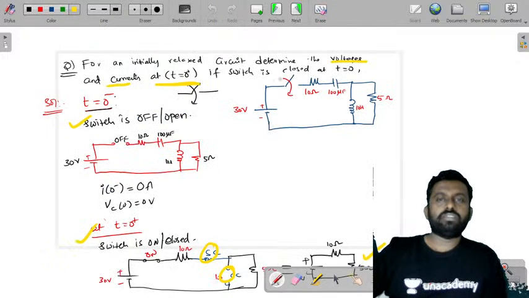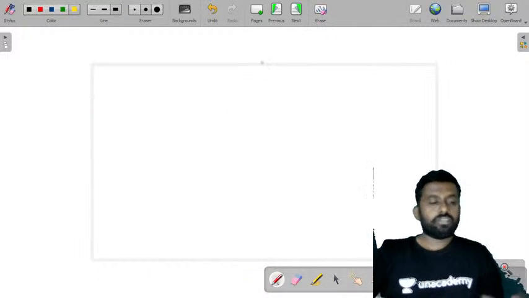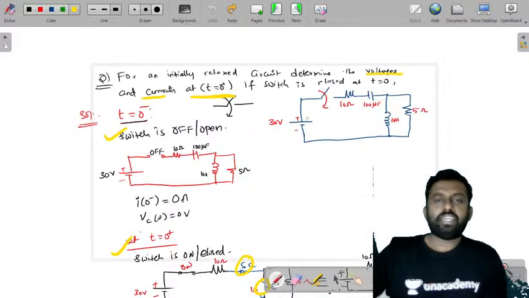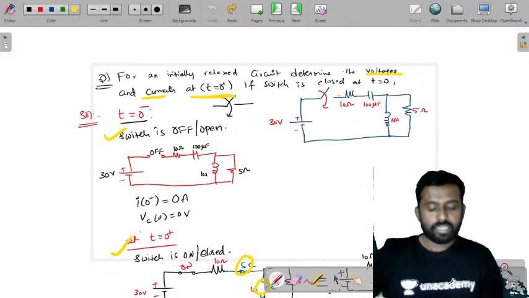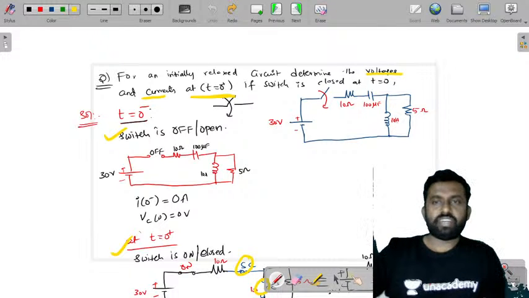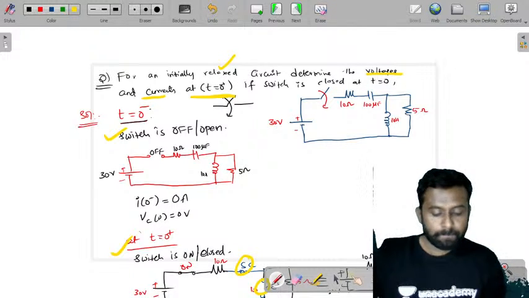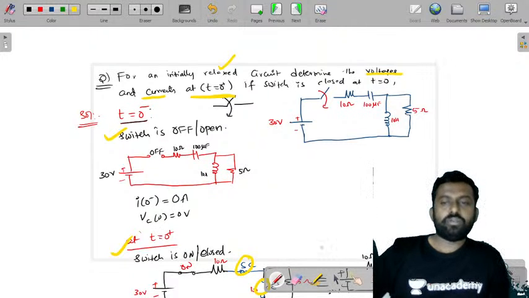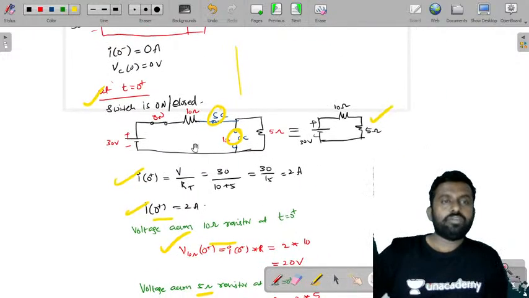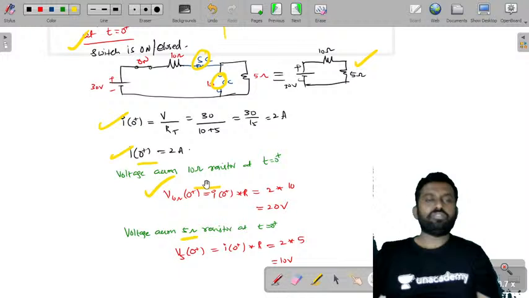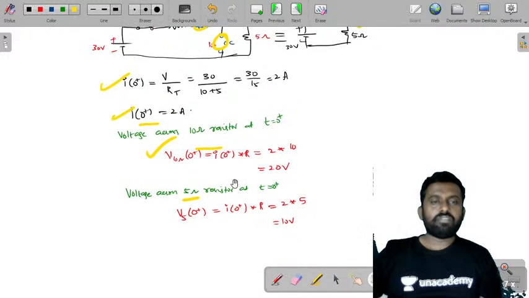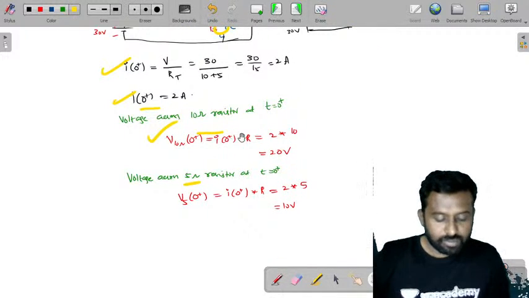Then we have taken one good problem wherein we have a 30-volt source connected to 10 ohms, 100 microfarad, 10 henry and 5 ohms. It was told that the circuit is initially relaxed, and the switch is closed at t equal to 0. We find the values at 0 plus, I of 0 plus, the voltage across the 5 ohm resistor, and the voltage across the 10 ohm resistor also.